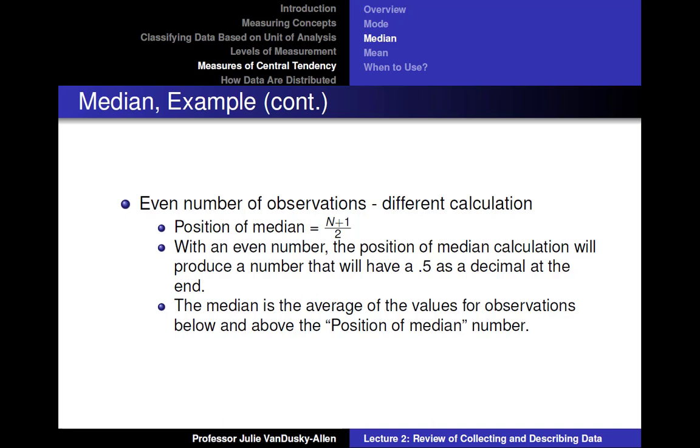Now I'm going to show you how to find the median for a variable with an even number of observations. With an even number, the position of the median calculation will produce a number that will have a 0.5 as a decimal at the end. The median is the average of the values for observations below and above the position of the median number.